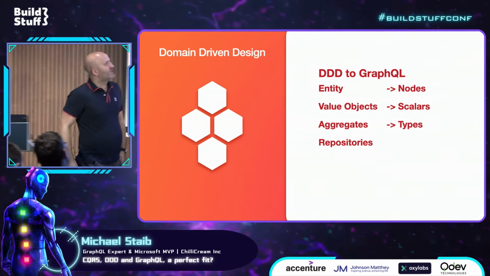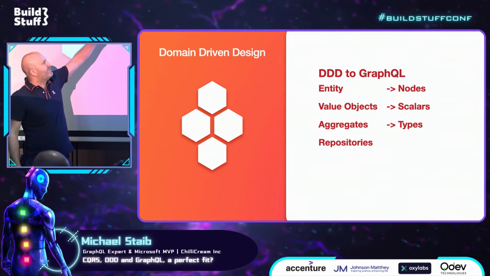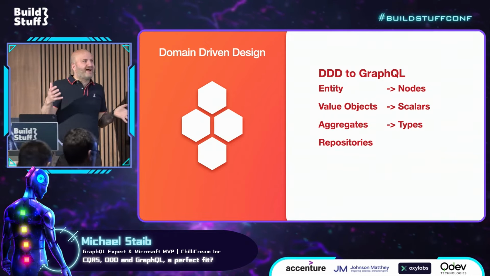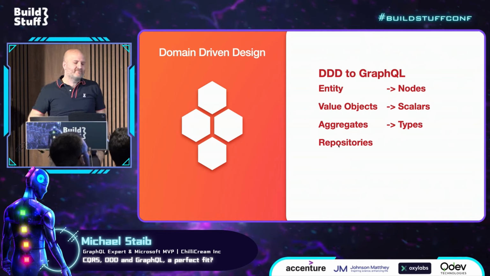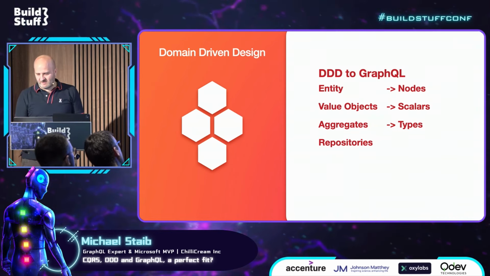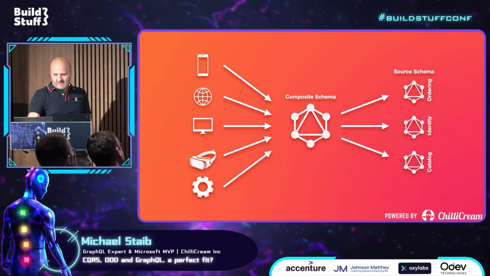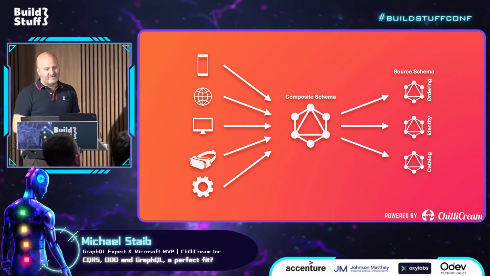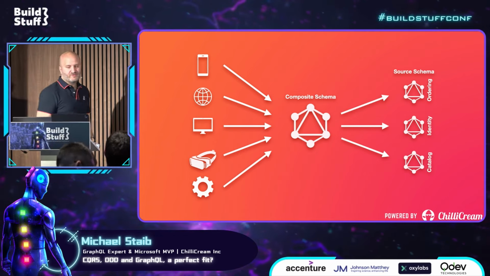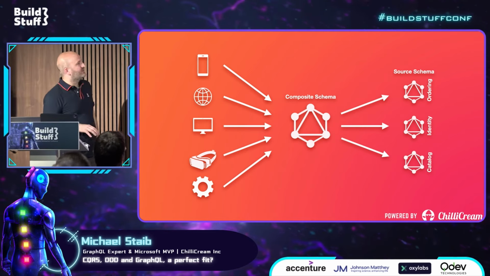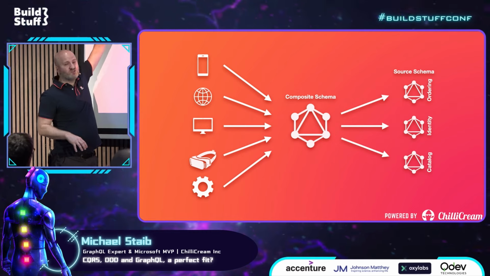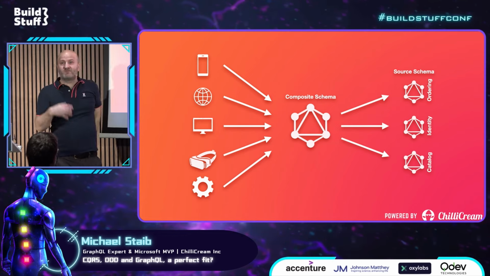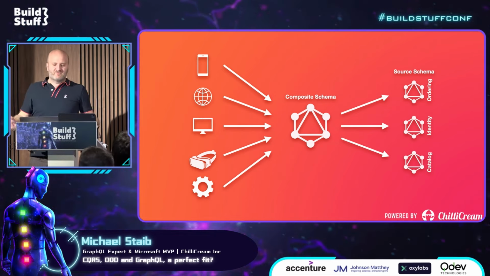So what you can see here is a bit of the mapping. Entities are nodes, value objects are scalars in GraphQL, and aggregates are just types because they have no relevance. Repositories are also an implementation detail, how you do something, so we don't have that. With GraphQL as the API layer in front of your application and domain layer, there's no need for different representations. The business model is exposed to your clients. And you no longer need BFFs because each client can choose what they need from your backend, what they want to interact with.